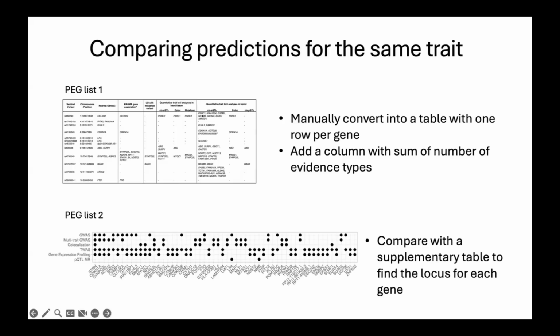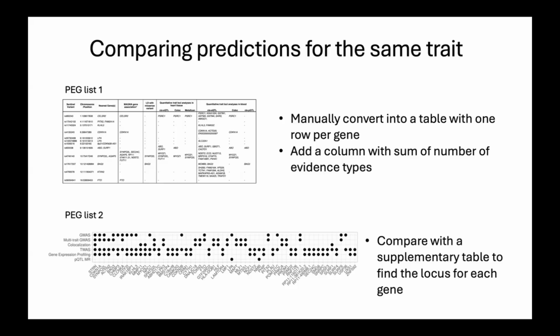So here's peg list number one. This is the one I just showed a piece of in the previous slide. This had multiple genes for every locus, but in order to use this table, I had to manually convert it into a table that had one row per gene. And then they hadn't summed the evidence types, so I just added a column and summed up the number of evidence types per gene to get the gene with the most evidence at each locus.